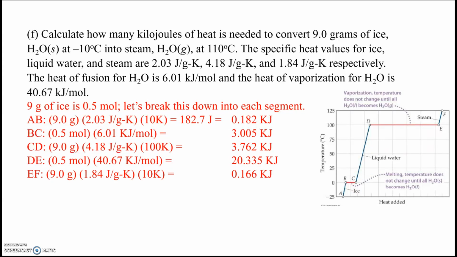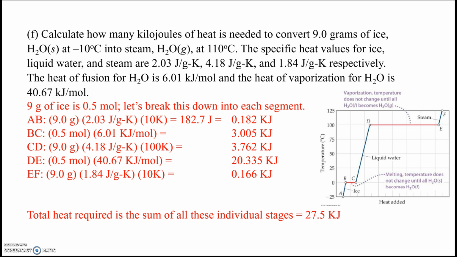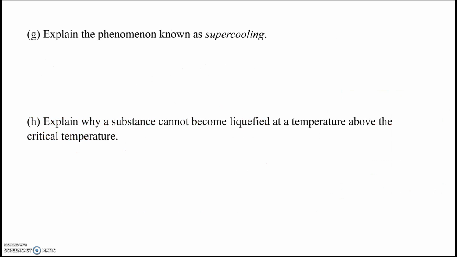And then to heat up from steam at 100 to steam at 110, would be 9 grams times 1.84 joules per gram times 10 degrees Kelvin, and I get 0.166 kilojoules. The total heat is just the sum of all 5 of these stages. I add them together, I get 27.5 kilojoules.